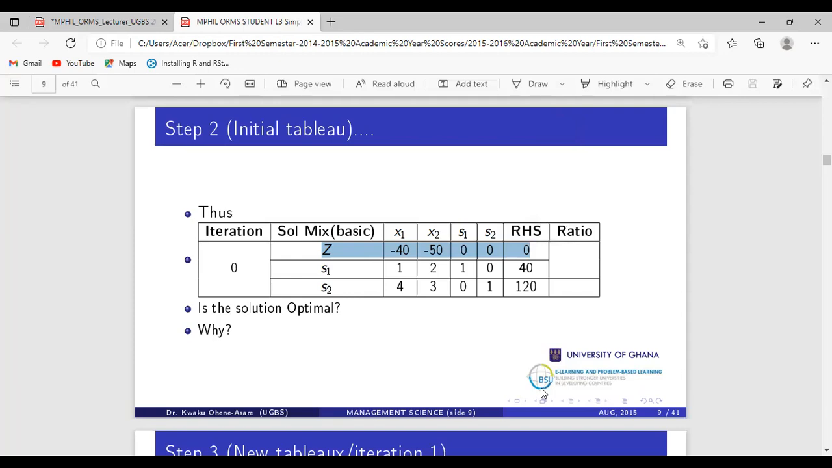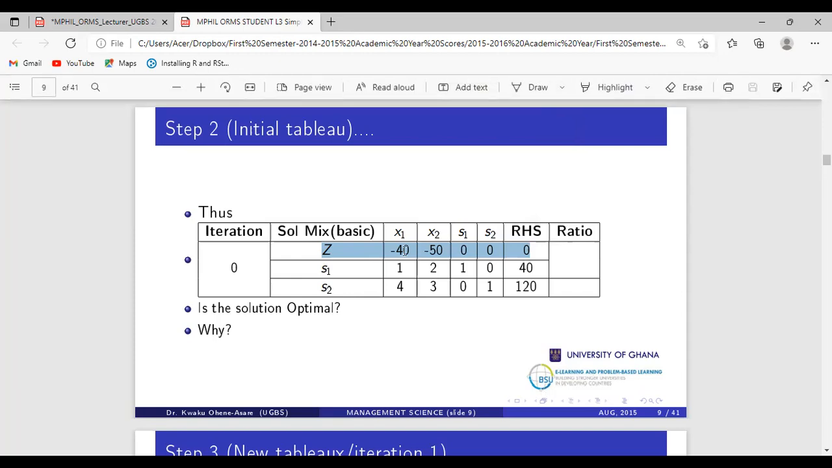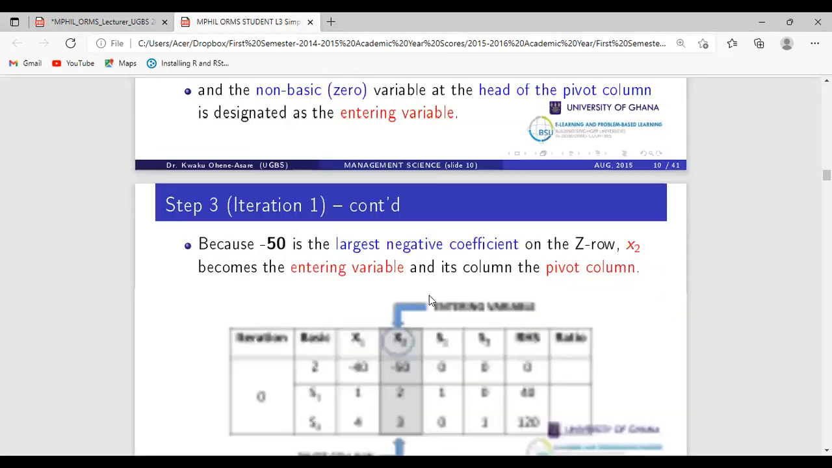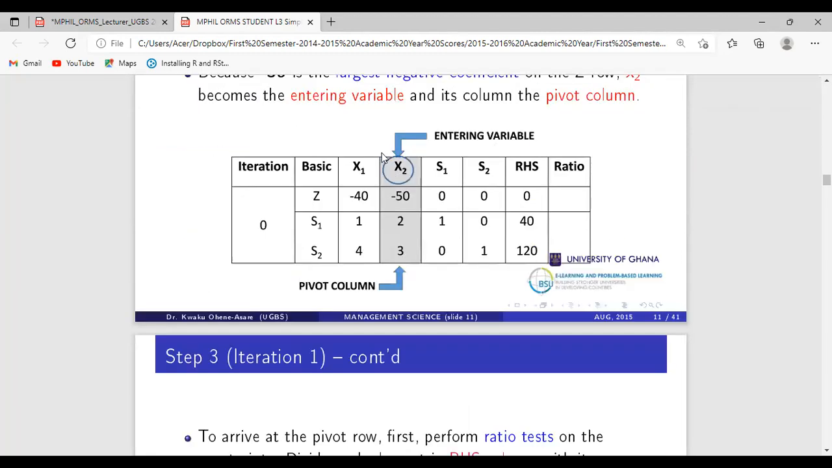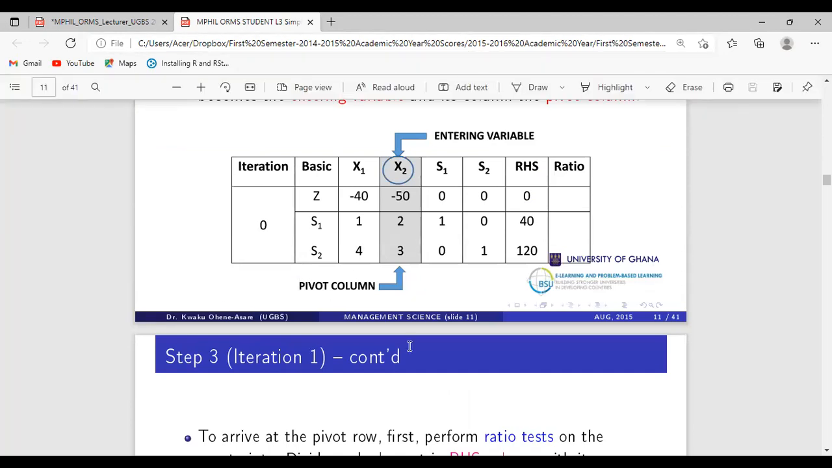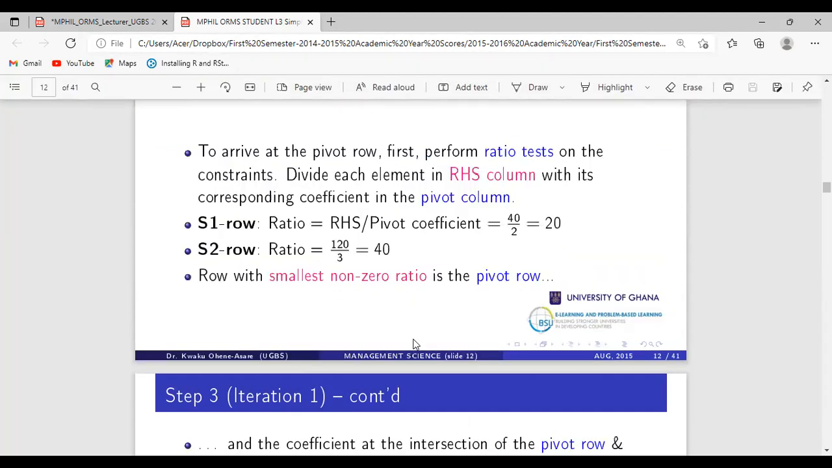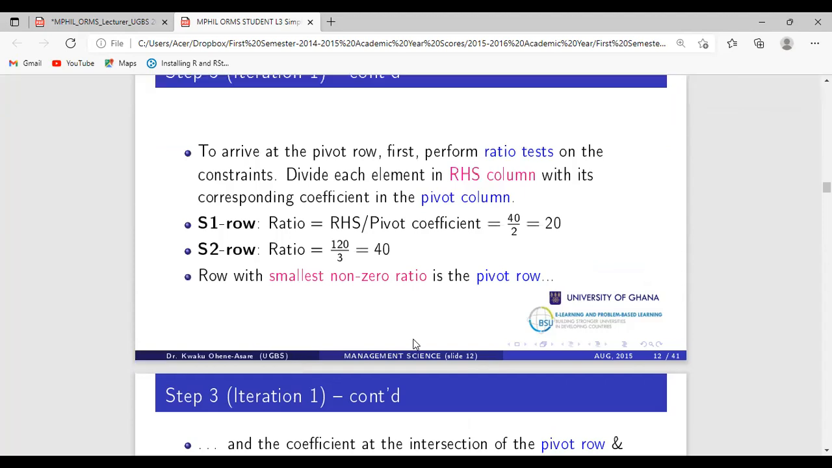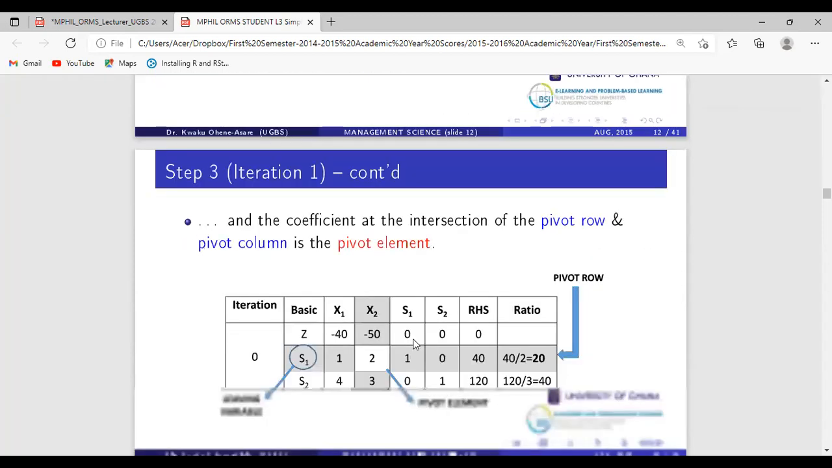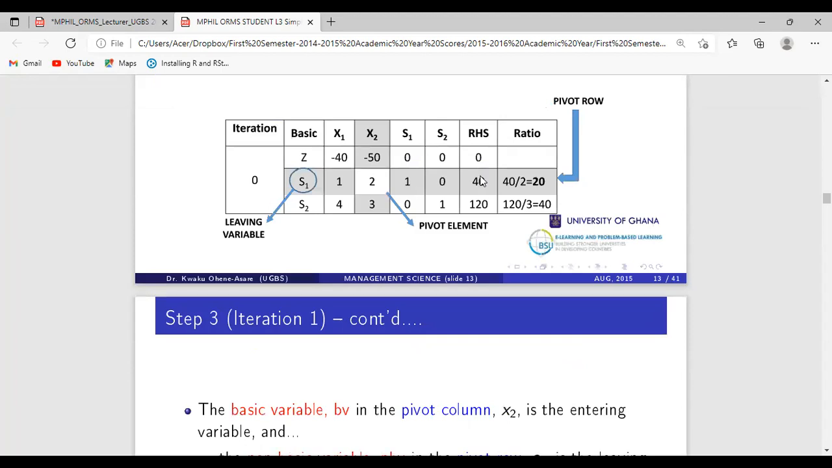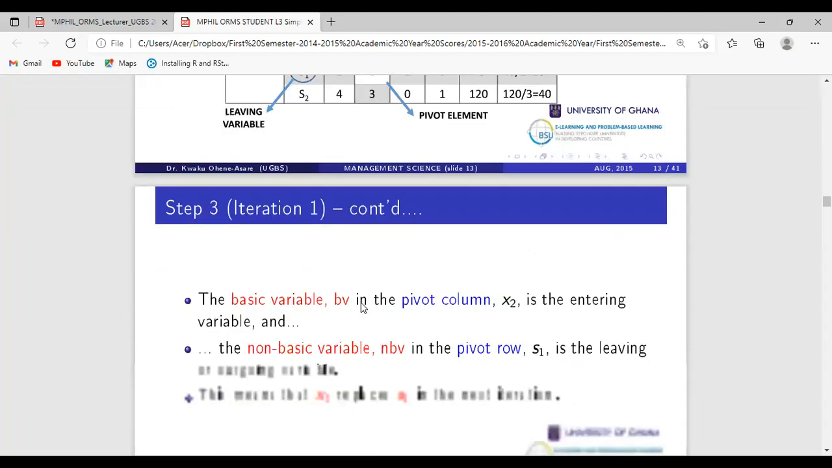So now let's go to our Excel and continue with the next table. But before we go, let's go through the slides and see what we did. You see, we have the entering variables, we have the pivot column. The slides will be made available to you after the class, and so you'll be able to identify what we talked about: the pivot row, the pivot column, and all of that.